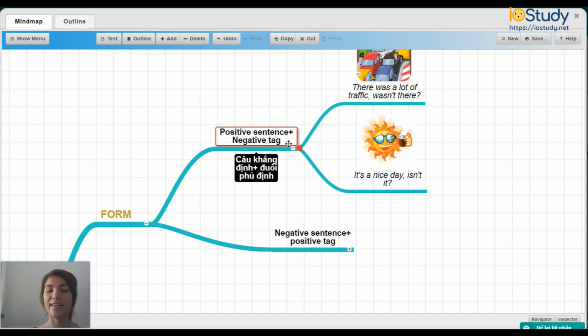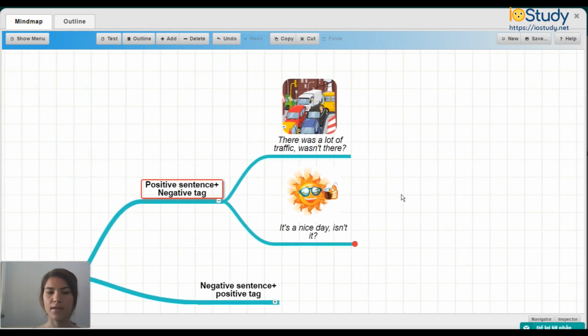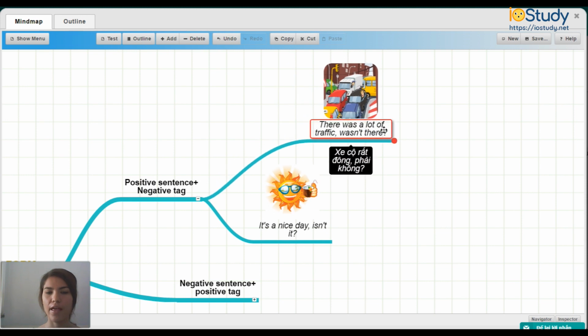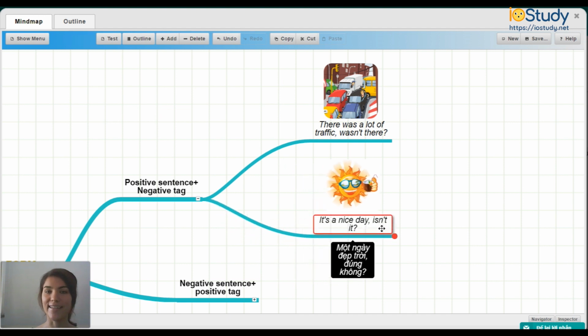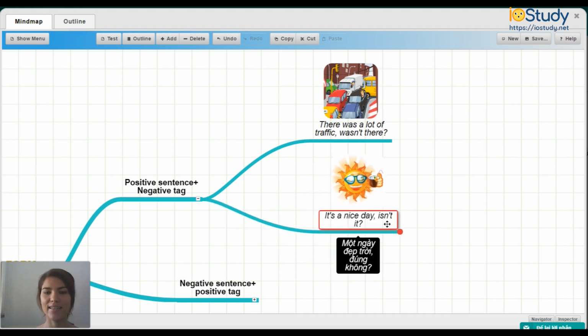Positive sentence plus negative tag. First example: there was a lot of traffic, wasn't there? And it's a nice day, isn't it? So as you can see here, we start with a positive sentence and end with a negative tag.